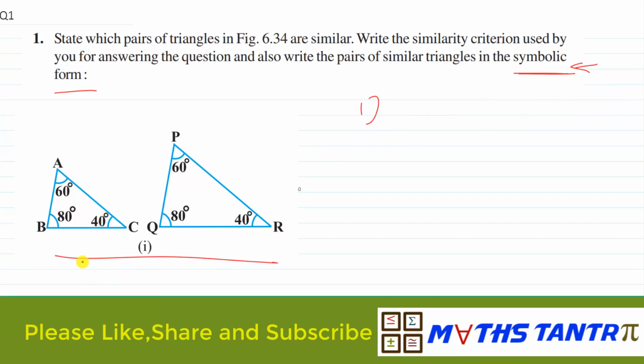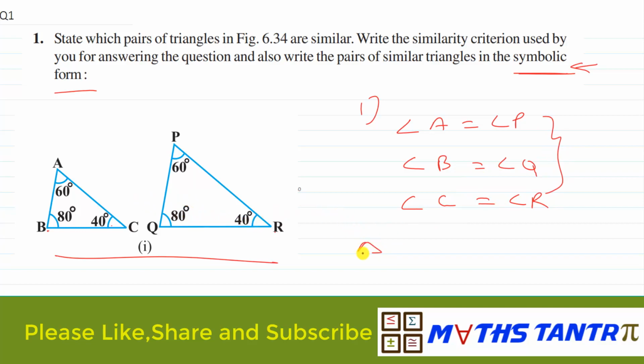Here the first one is there. Here I can see angle B is equal to angle Q, angle A is equal to angle P, angle C is equal to angle R. So you can directly write here: angle A is equal to angle P, angle B is equal to angle Q from figure, angle C is equal to angle R. So these two triangles will be similar.